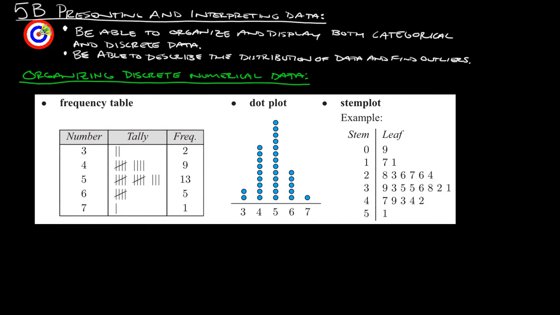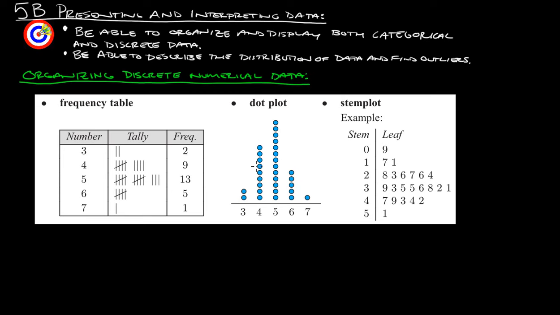So let's take a look at how to organize discrete numerical data. Ways of organizing discrete numerical data: again, you can still use a frequency table, the tally and frequency table like we just saw. You can also use a dot plot. These two are related, so there's 2 3s, so there would be 2 dots, 1 for each 3.